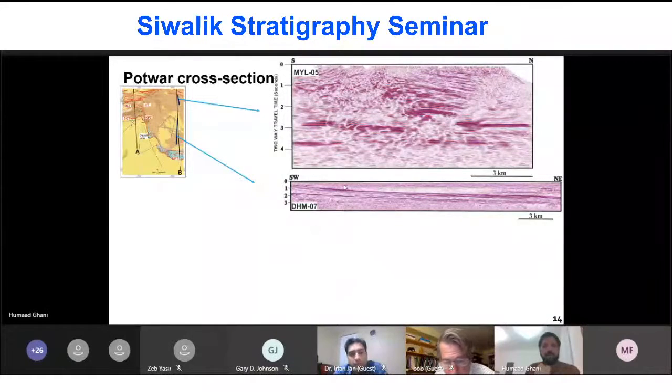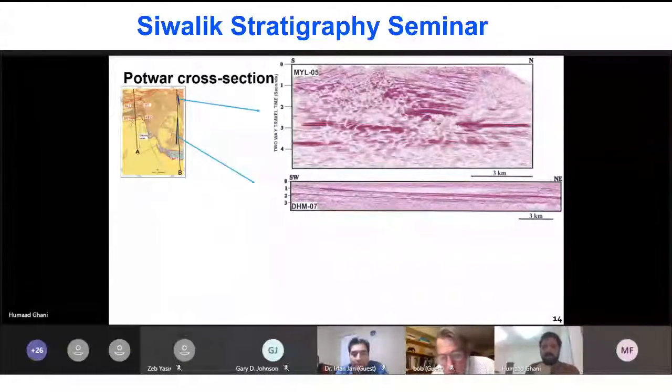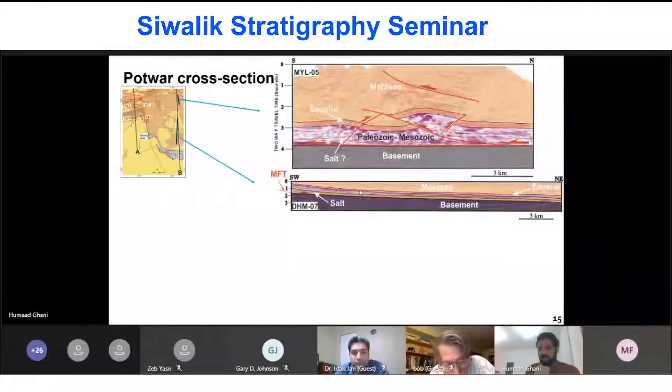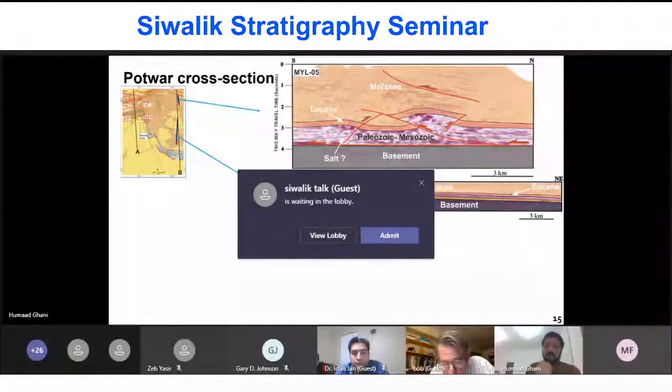In the Potwar, I will present two representative cross sections in the northern and southern parts. What you see in the northern part is discontinuity in the reflectors and some deformation of structures. But in the south, there is really nicely undeformed structure. This is the Eocene limestone, and on top of it, I term it molasse, but this is the Rawalpindi Group and Siwalik Group. At the base, we have the Precambrian salt.